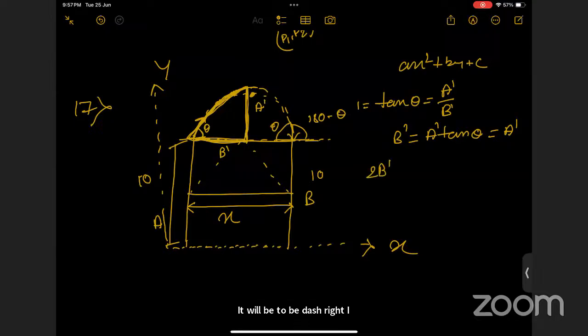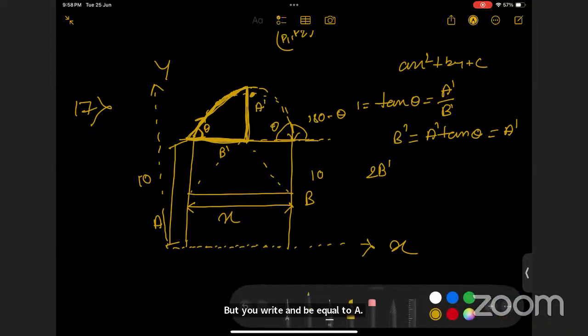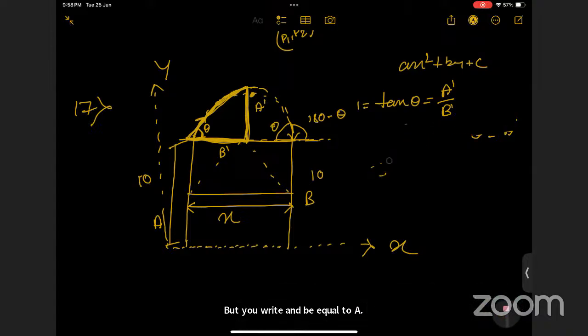Ma'am, you wrote it wrong. B is equal to tan theta upon A dash. This is the angle, right? So this is our base. Here I can see tan theta is equal to A by B, then we can say B is equal to A by tan theta. But you wrote B is equal to A. Okay, sorry. However, it will be the same because we have tan theta equals to 1.